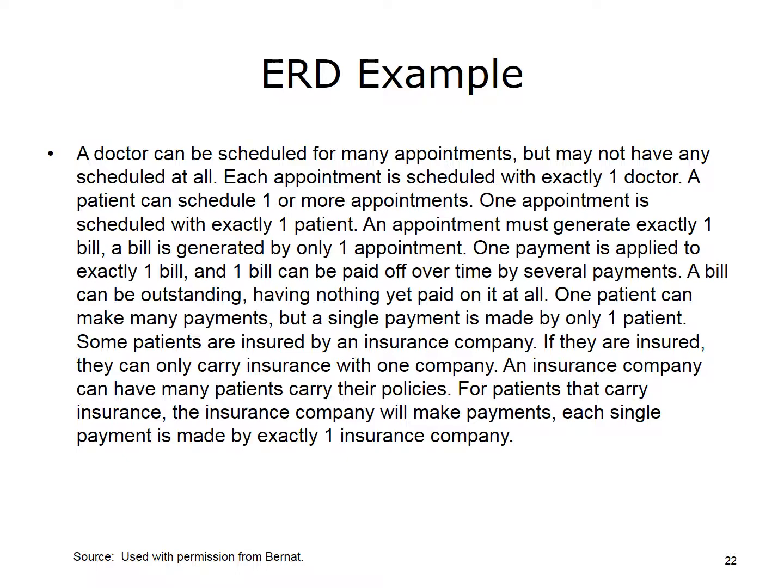1 payment is applied to exactly 1 bill, and 1 bill can be paid off over time by several payments. A bill can be outstanding, having nothing yet paid on it at all. 1 patient can make many payments, but a single payment is made by only 1 patient. Some patients are insured by an insurance company. If they are insured, they can only carry insurance with 1 company. An insurance company can have many patients carry their policies. For patients that carry insurance, the insurance company will make payments. Each single payment is made by exactly 1 insurance company.